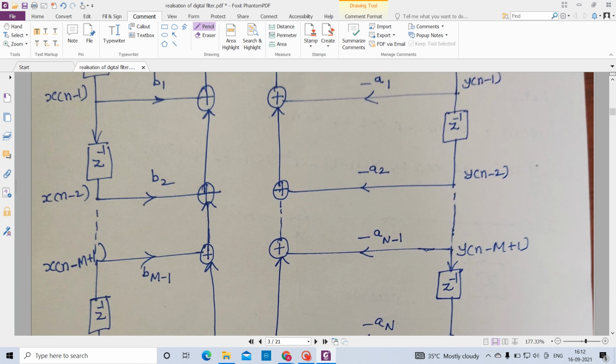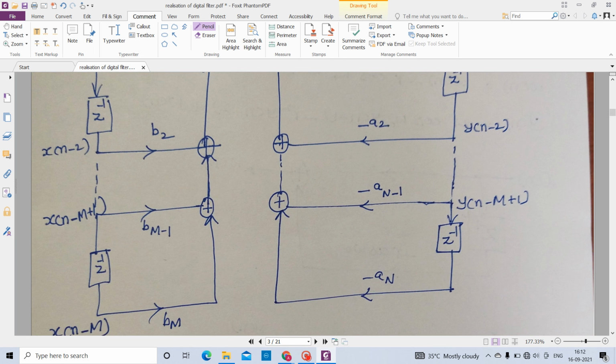That's all. Next we will see a problem related to this. Hope you understand this.